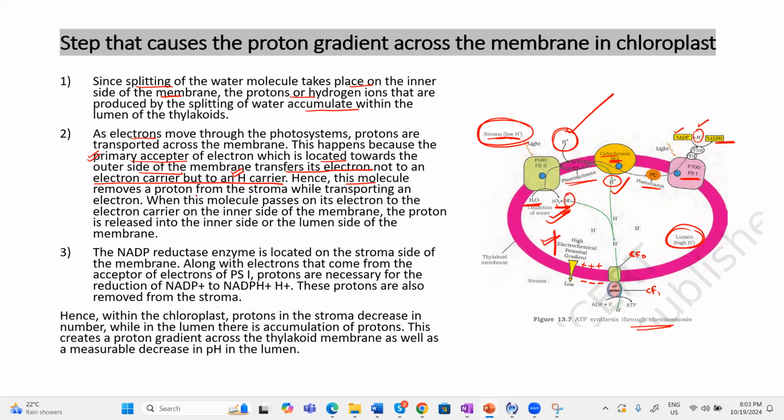So this molecule will remove the proton from the stroma and pump it into the lumen. So when this molecule passes the electron to the electron carrier, proton is accumulated in the lumen. So plastoquinone is removing plus accumulating. Photolysis of water is only accumulating. Clear, but it is only accumulating. And NADP reductase enzyme, which is located on the stroma side, is actually removing the proton from the stroma.